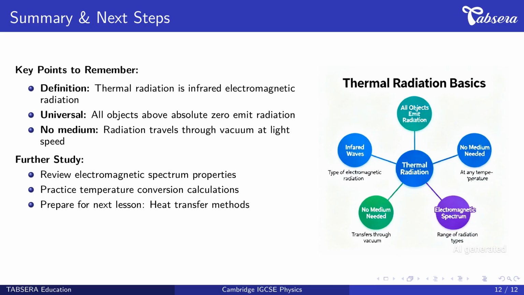Second, the universal principle. All objects above absolute zero temperature emit thermal radiation continuously. Even ice cubes emit infrared radiation, though less than hot objects. Third, the transmission property. Radiation travels through vacuum at the speed of light, requiring no medium unlike conduction or convection.